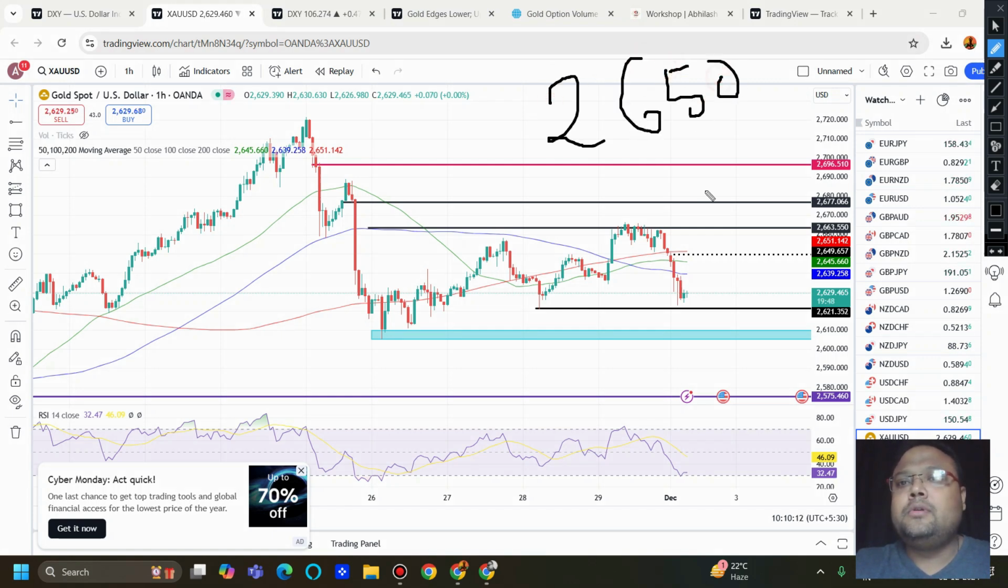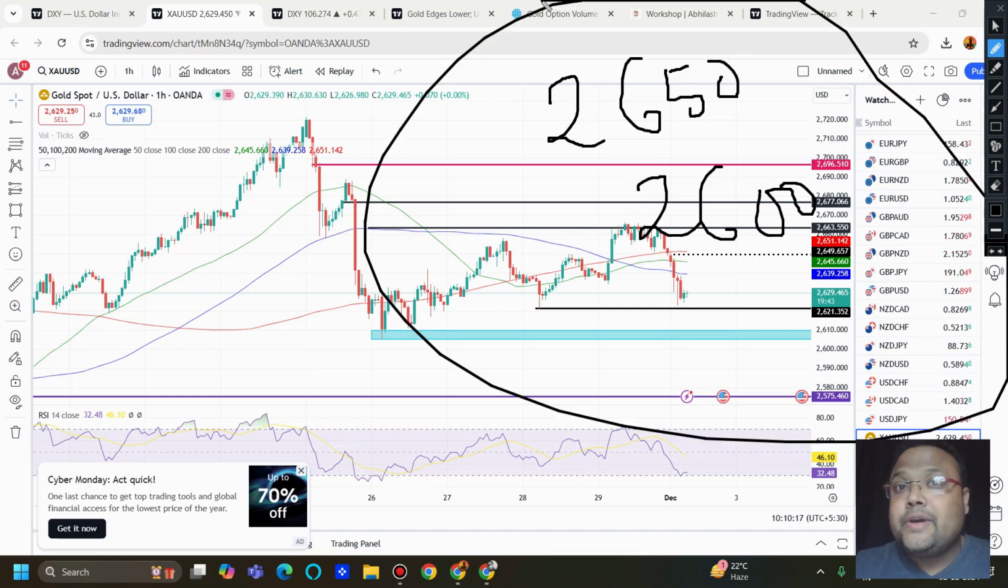So the range of gold is still the same. If the market breaks this range, then things will be different and we will have to plan again. But right now, 2650, 2600 seems to be the current range of gold, and this range may remain till the NFP. If the market drops big time, you can look for a buy around 2600 to 2595 and 2610, 2605.